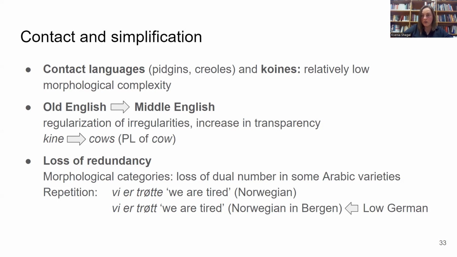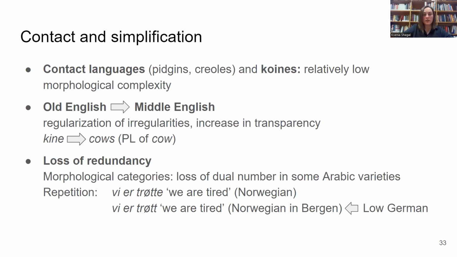We know that in modern English there are still some irregular plural forms, but many of them actually disappeared. So the plural of cow used to be kine, and now it's cows, and it's more regular, which decreases complexity and makes things more simple. And it's more transparent because you have the stem and you have a plural suffix.